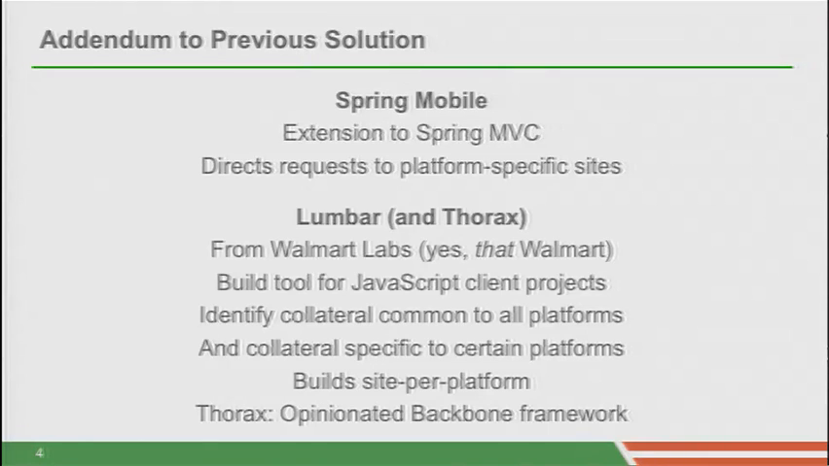Lumbar comes from the folks at Walmart Labs. They've generated some fantastic code out there, including Lumbar and the framework I'm using with it called Thorax. And what Lumbar is essentially, it's a build tool. And as we'll see later, it has the ability of taking a big code base, picking out pieces of it that are common regardless of what device you're on, and then also picking out the pieces that are specific to each device, and then spraying that out to one device-specific site for each device that you're targeting.